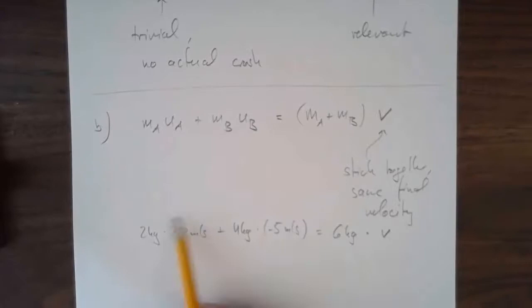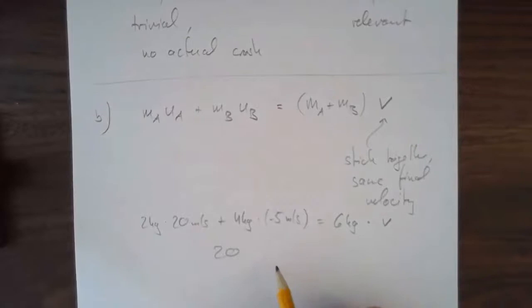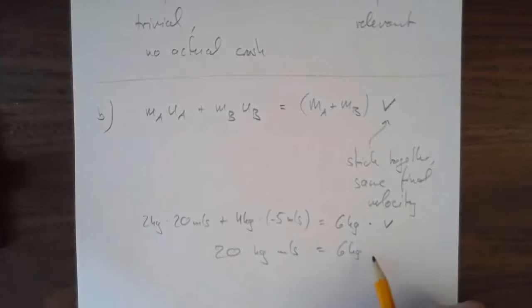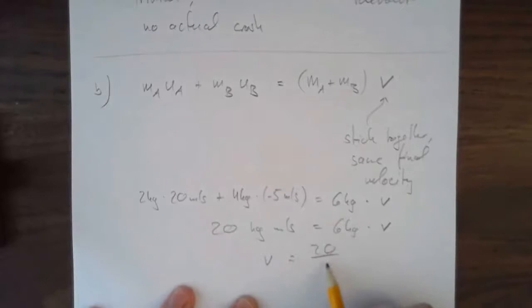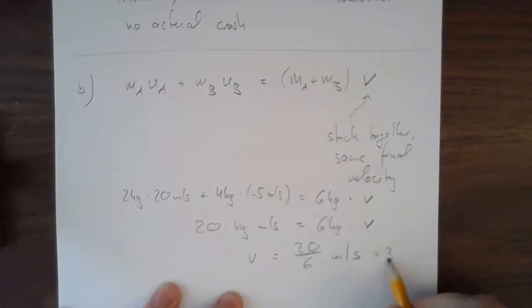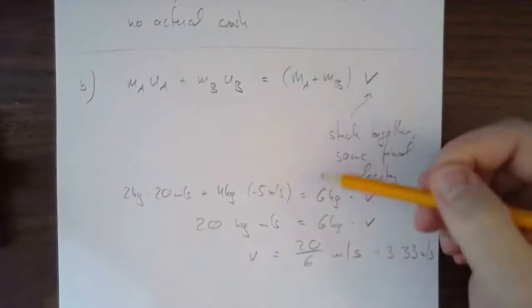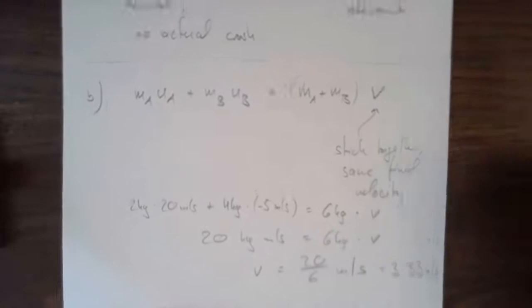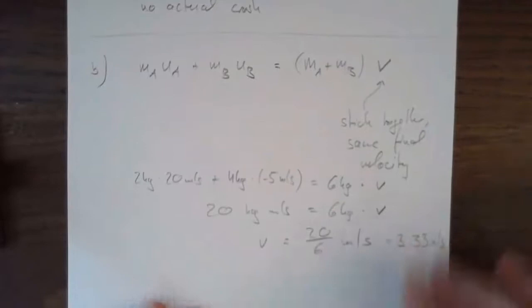Okay, this is easy. Now, left-hand side, this is not 80, right? Yes, I learned it the hard way. 20 kilogram meters per second is equal to 6 kilograms times V. V is equal to 20 over 6 meters per second, or 10 over 3. So that's like 3.33 meters per second. And that's it. Much nicer, much shorter. In this case, much easier. But the technique of solving part A, that was long, combining the equations, solving the quadratic, that is something you want to have up your sleeve when you tackle those kinds of problems.